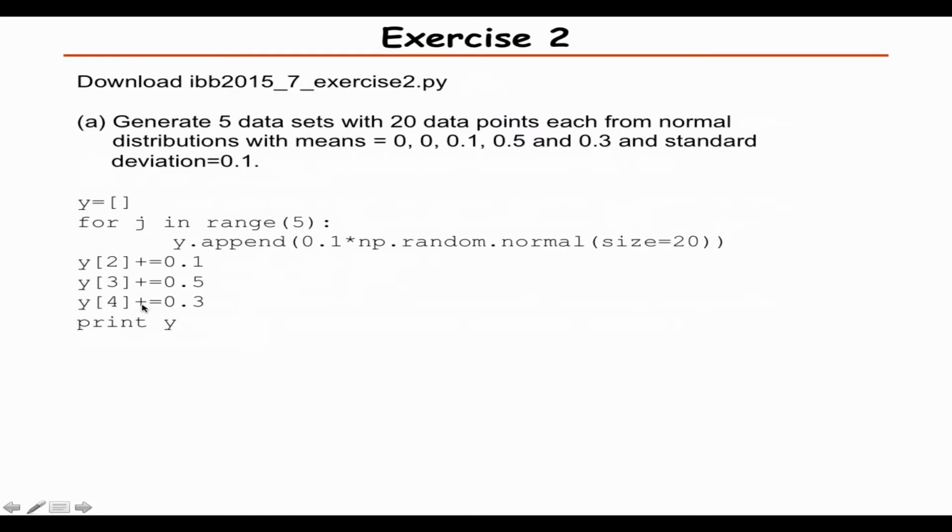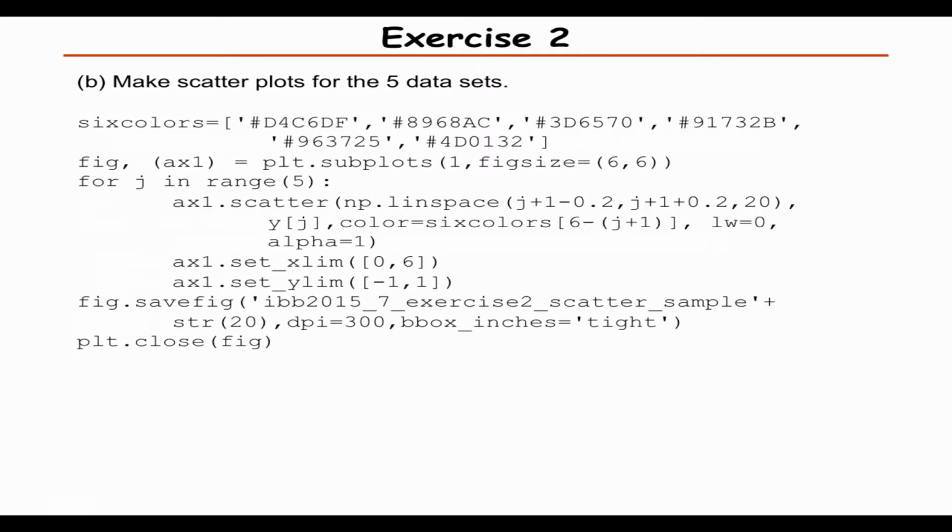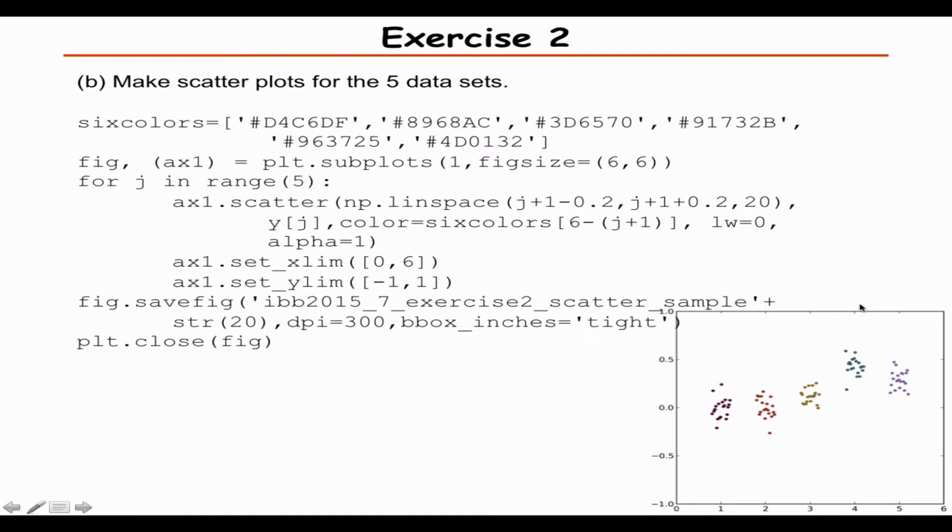That's too much to print, so I didn't actually show it here, but you can print it out and see what happens. Now if we plot this, we also plotted these in different colors. So we have defined this vector that has the RGB codes for 6 different colors that we used. Otherwise, we do the same thing. We define a figure and an axis. Then we loop through the 5 data sets, and for each of them we create a scatter plot, and then we save the figure. And this is what the figure looked like when I generated it.